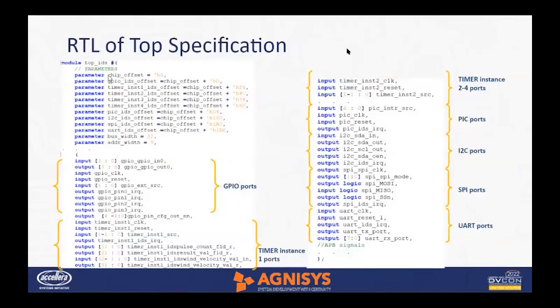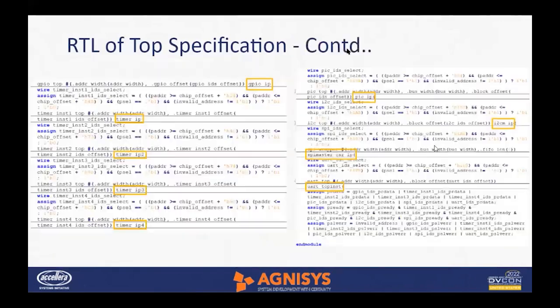The RTL of the top specification looks like the following. This is the module top, which has a bunch of parameters. And then the ports of the GPIO are present. Timer instance, since timer is instantiated 4 times, then here are all the input output ports for timer. PIC ports, I2C ports, SPI ports, and UART ports are present here. And under the top, all the IPs are instantiated: GPIO, timer, all these IPs are instantiated under the top.